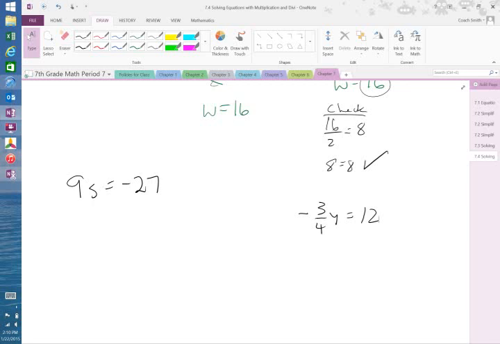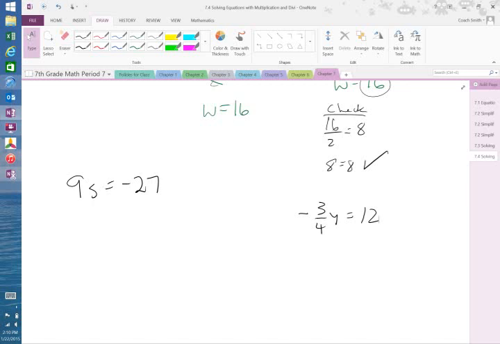So in other words, 9s equal negative 27. How many negative signs are there? One. That means it's going to be a negative answer. However, if I had negative 9s equal negative 27, then the answer is going to be positive. That's the difference between the two.